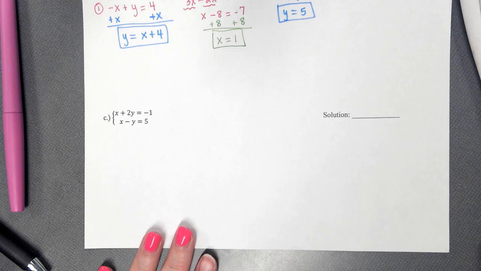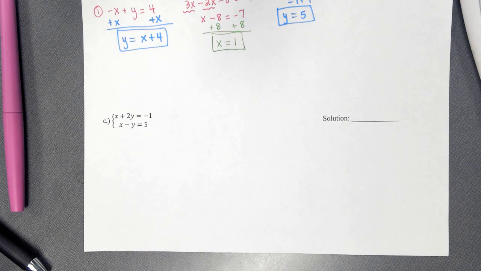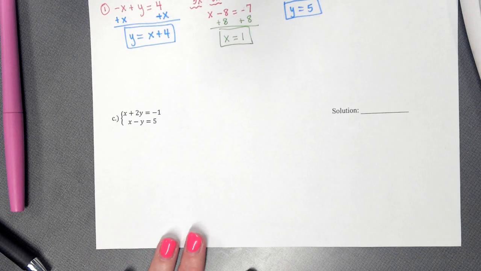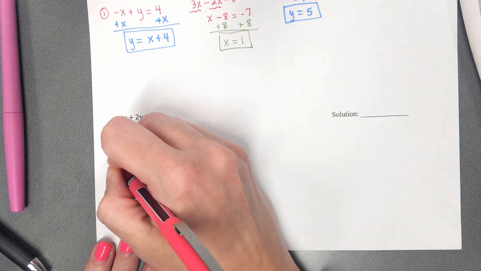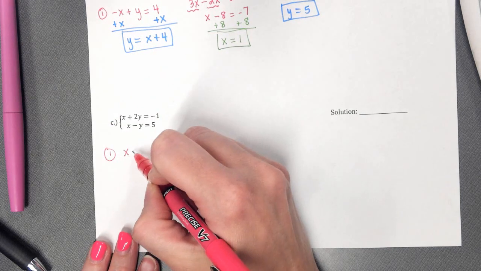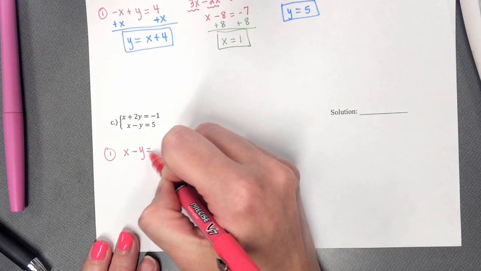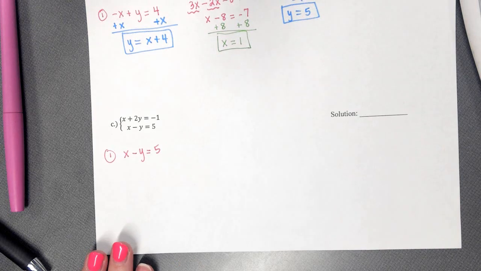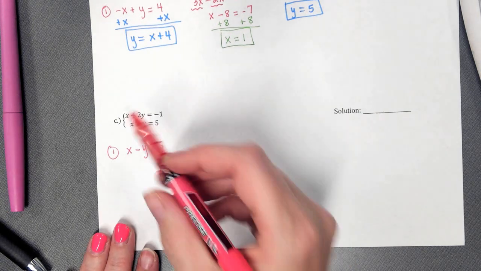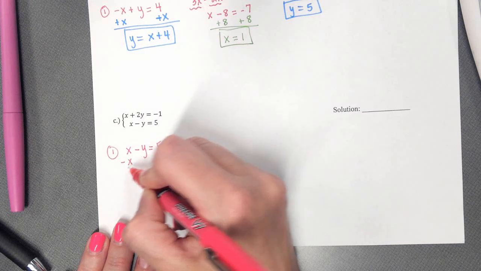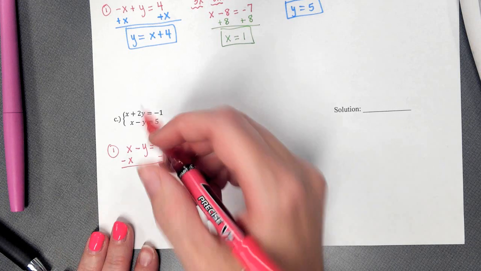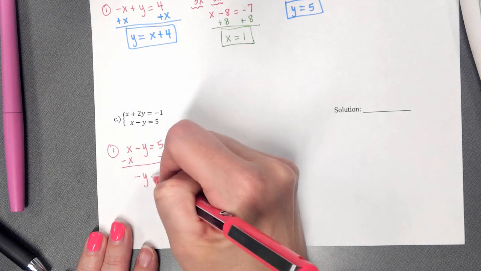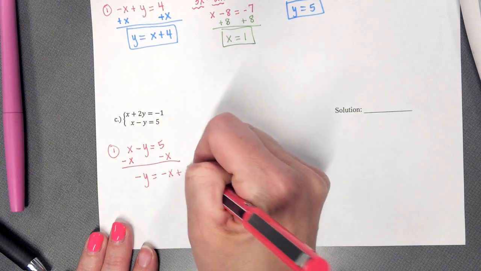All right, so which one do you guys think for part C? Yes, we're going to do the bottom one. Do you guys see what's a little bit different about that one though? Yes, the y has a negative. So there's 2 different ways that we can do this. Okay, the first way is to do exactly what we did before, where we're going to move the x over. So we would subtract x. And then you have a negative y equals negative x plus 5.